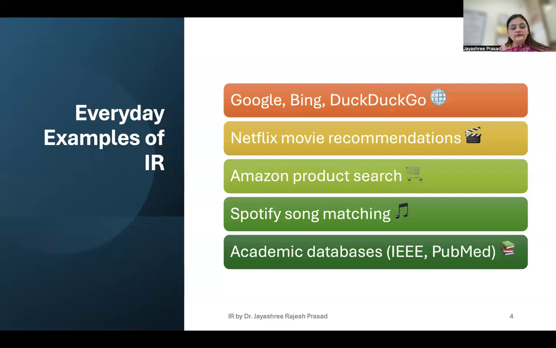So, how does information retrieval actually work? There is a simple flow. You can see on the slide, you enter a query, the system checks an index like the back of a book. It retrieves possible matches and then ranks them based on relevance and finally shows you the results. Simple to use, but incredibly complex under the hood, as it appears.